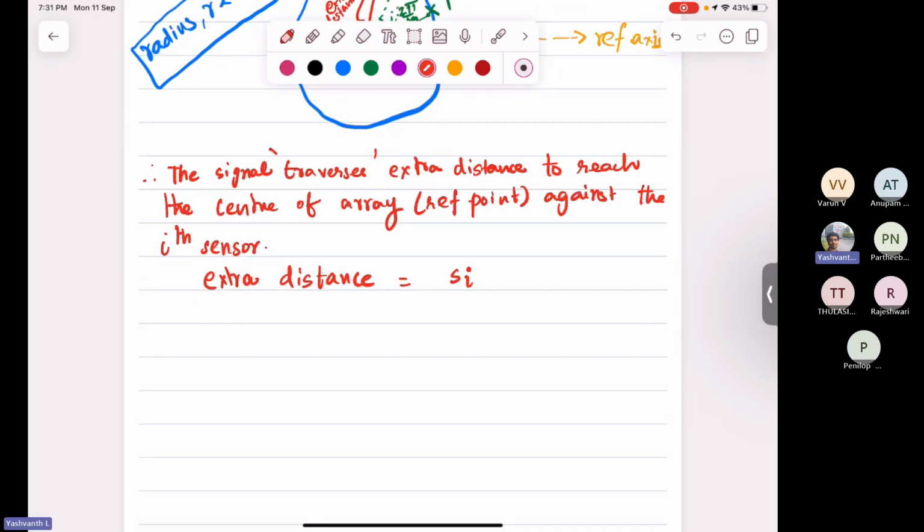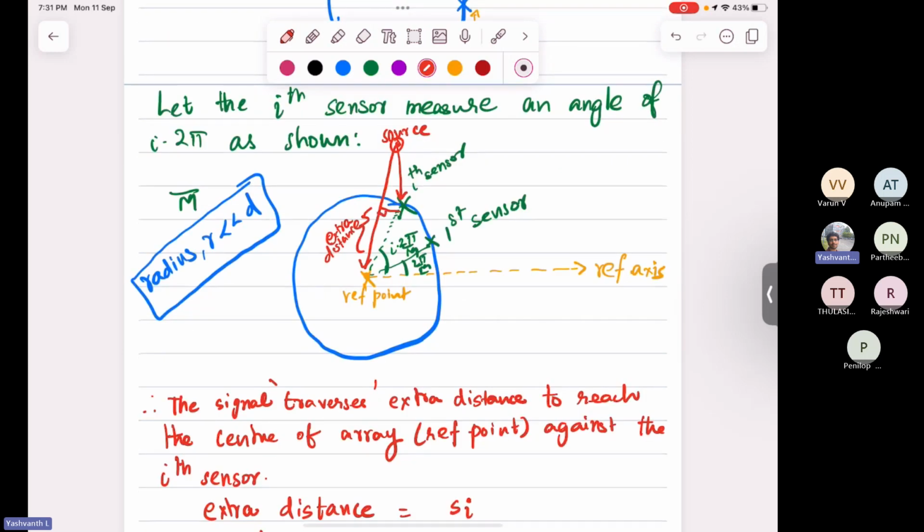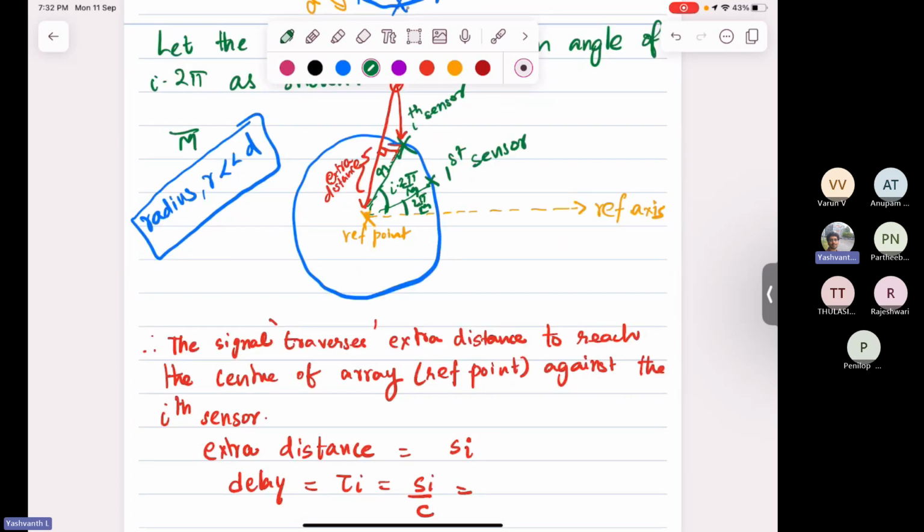Then what is the extra delay? tau_i is equal to s_i divided by c, where c is the velocity of light. This is a right angle triangle. This small distance is r basically. You can do some trigonometry and show this, and this is exactly your theta.